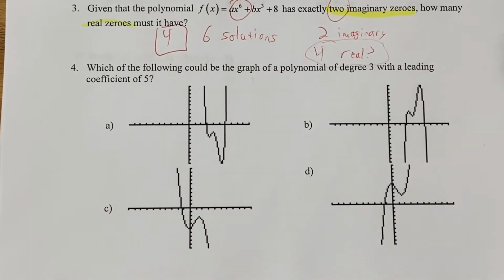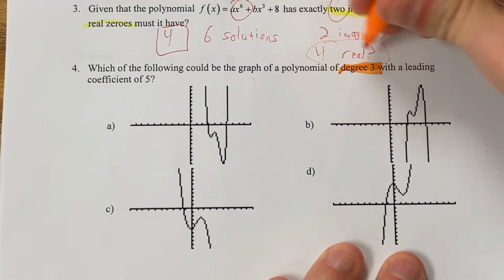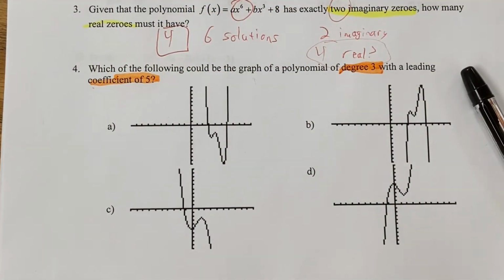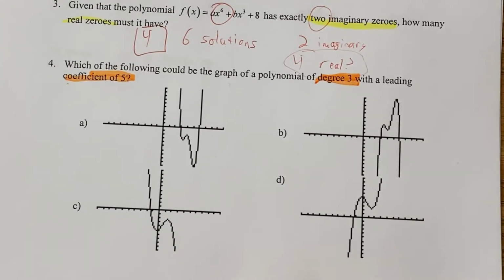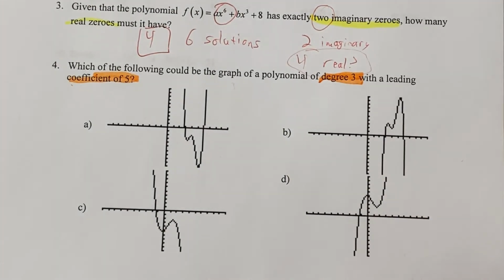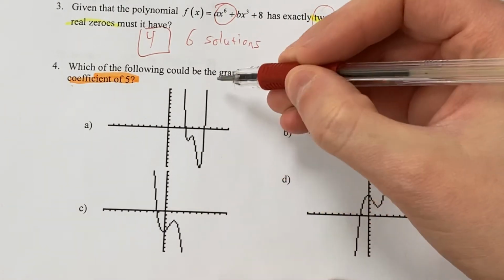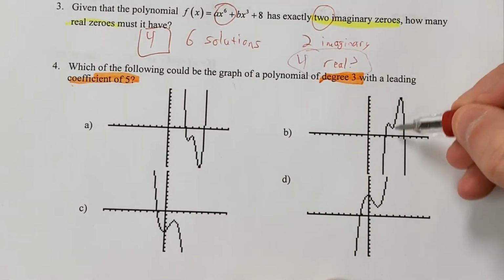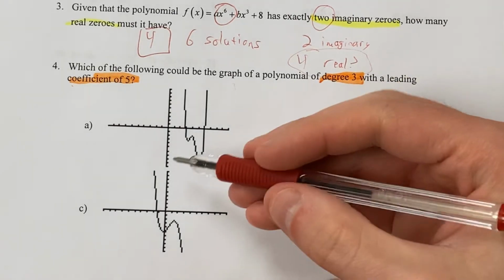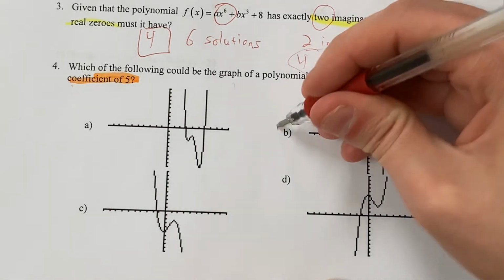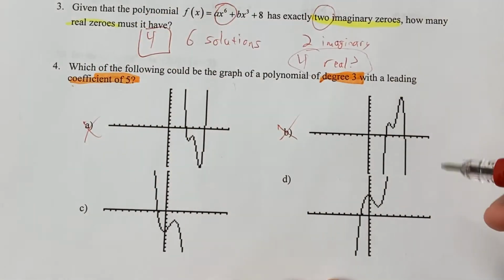Okay. Last question on this page says, which of the following could be a graph of a polynomial if its degree is 3 and its leading coefficient is 5? So degree 3, you can already eliminate 2 examples because this is a degree 1, 2, 3, 4. This is degree 1, 2, 3, 4. 1, 2, 3, 1, 2, 3. So already can't be A and B because those are degree 4.